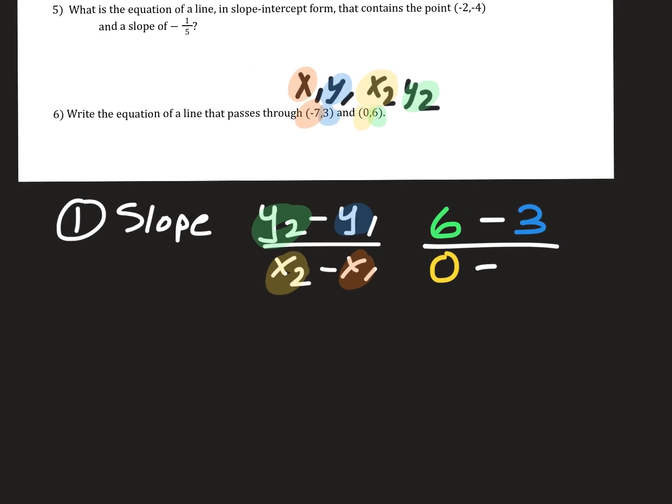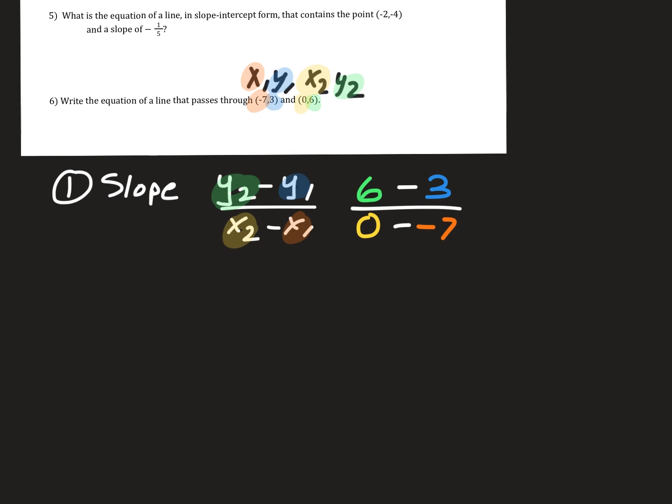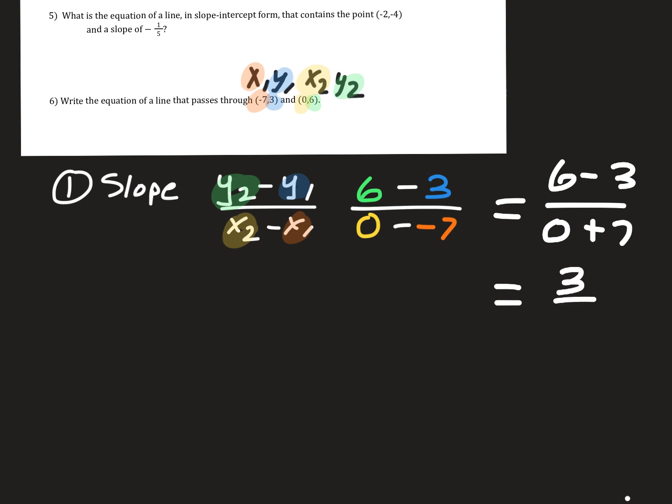So because it's minus -7, remember what happens when you do minus a negative? That's going to become 0 plus 7. And then, so we got 6 minus 3 over 0 plus 7, which 6 minus 3 gives us 3, and 0 plus 7 is 7. So this, friends, is going to be our slope.